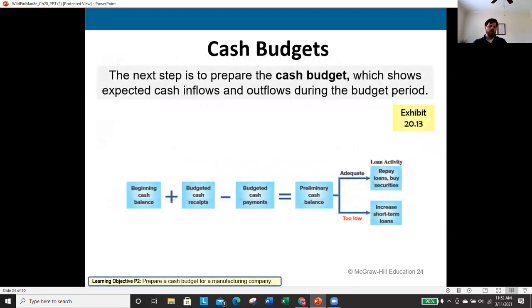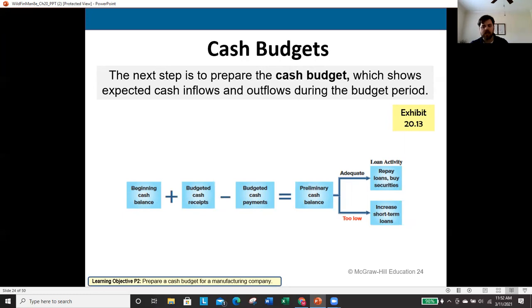Now, we're going to pull a lot of these things together, and we're going to now get ready to prepare my cash budget, which will show my expected inflows and outflows of cash during the period. Now, to some extent, this might be my most important one, right? In some ways, the sales budget is, because it kicks off everything, right? If you get that sales budget wrong, it's going to flow down and mess up everything.